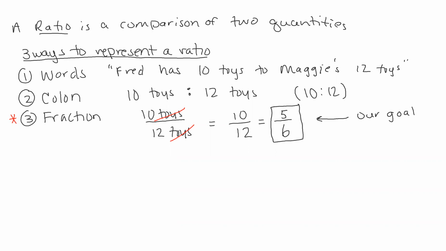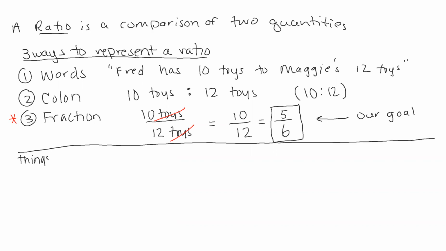So a couple of things to know. We will first convert to fraction form. So if the ratio is given to you and it is not in fraction form, that's your first step. Take the information, write it as a fraction. And then the second thing we want to do is completely simplify.